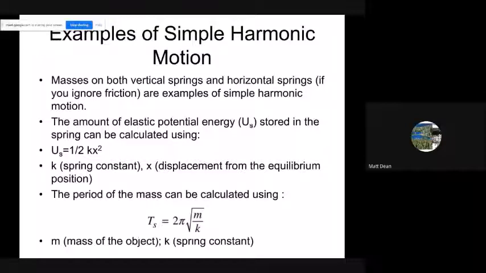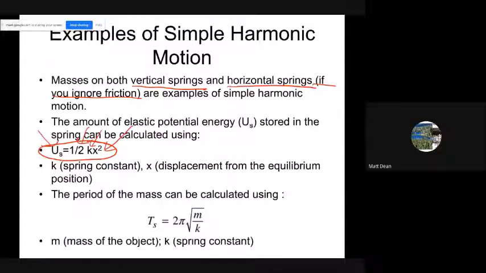Before we do, let's talk about some other examples of simple harmonic motion. So these can work with masses on vertical springs. It can work with masses on horizontal springs. Now that's only if we ignore friction. It can also work with pendulums. We'll talk about pendulums more in a minute. When we're dealing with masses on springs, we oftentimes want to talk about elastic potential energy. The elastic potential energy in a spring can be calculated with this equation, where the elastic potential energy is equal to 1/2 times the spring constant times the displacement squared.